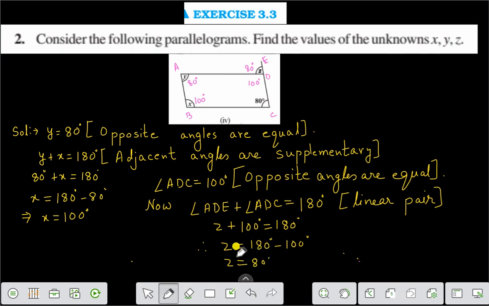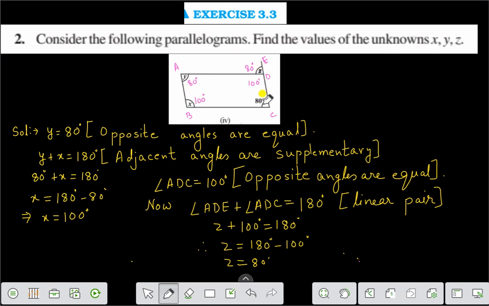Right? Once again, we are repeating. Here you see, this is 80 degree, right? Angle Y and this angle are opposite angles. Therefore, the value of Y is 80 degree. Now you see, X and Y are adjacent angles, and in a parallelogram, adjacent angles are supplementary. Therefore, since this is 80 degree, this will be 100 degree because 100 plus 80 is 180 degree. And now this is X, 100 degree.